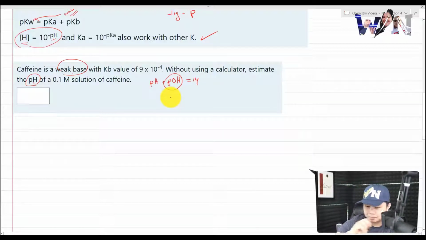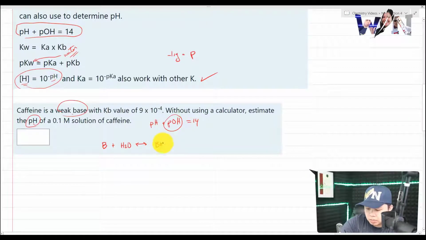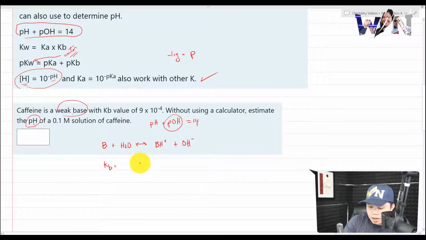So let's look at this. First of all, we don't really care what the formula for caffeine is. It could be any common K you want. It doesn't really matter. But I can tell you that it is a base. And we know that, going back up here, a base has this generic formula: B plus H2O gives BH plus and OH minus, the same formula. It doesn't matter what it is. It will always follow the same steps. And we know that Kb is equal to, look at that, we just write this right here: BH plus times OH minus over B. There you go.